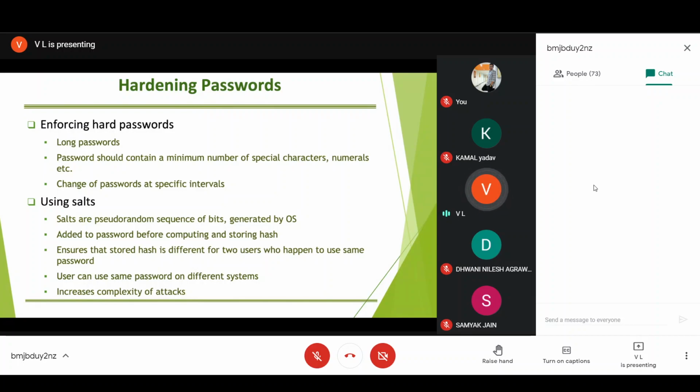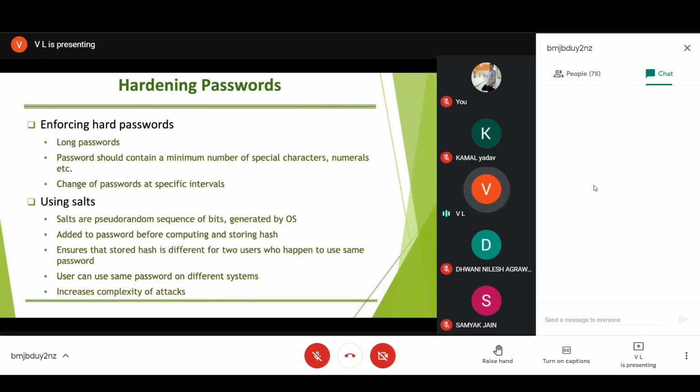Then the operating system can ask the user to change the password at specific intervals, so that the same password is not being repeated, because generally most of the users will try to use the same password at other places also. So if somehow they have logged into a malicious website using the same password, then quite possibly the attacker can use that to his advantage. So the operating system actually tries to ask the user to change the password at frequent intervals.